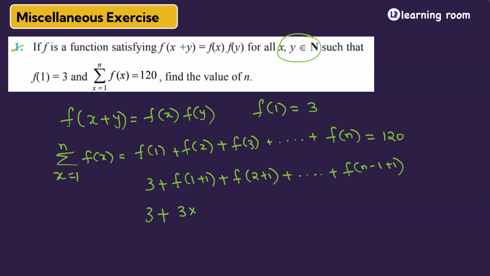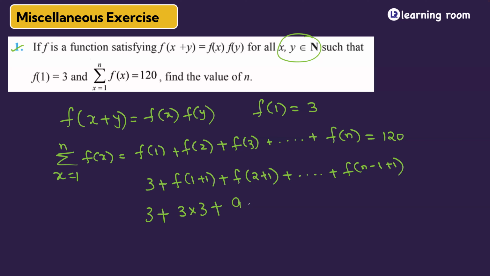So it is f of (x plus y). In the place of x you have 1, and in the place of y also you have 1. It should be f of 1 into f of 1. f of 1 is already 3, so it will be 3 into 3, which is 9. Plus f of (2 plus 1) will be f of 2 into f of 1. f of 2 is 9, so 9 into 3.